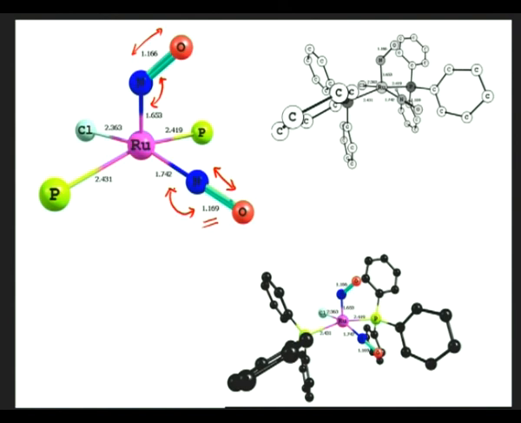So, these are some interesting examples in NO chemistry, and there are very few instances or no instances where you would have this kind of a difference between the two ligands in the same molecule.